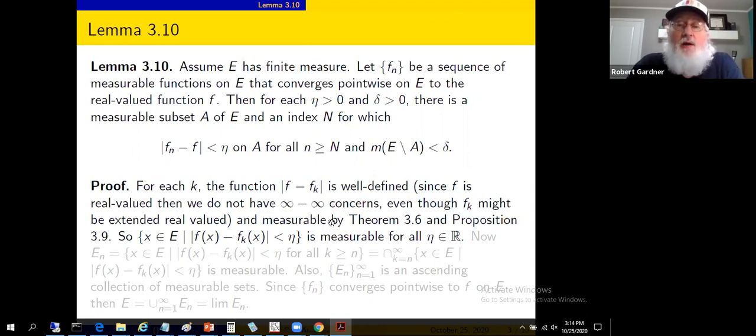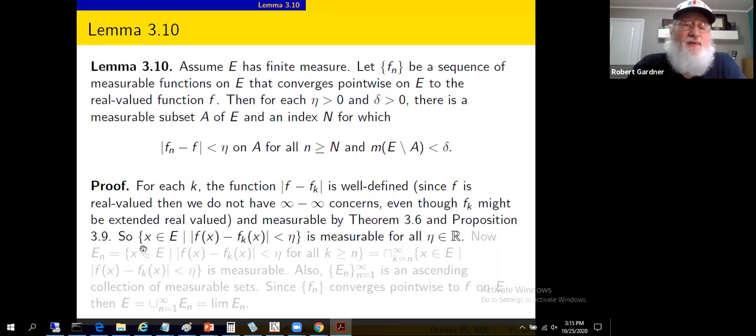So well-defined function, f minus f sub k, absolute value of, that's a measurable function by, I guess, theorem 3.6 and proposition 3.9. Well, it's because a linear combination of measurable functions is measurable, and the absolute value of a measurable function is measurable. So linear combination, in particular, the difference. The difference is measurable, and the absolute value of that is measurable. So this thing here is a measurable set.